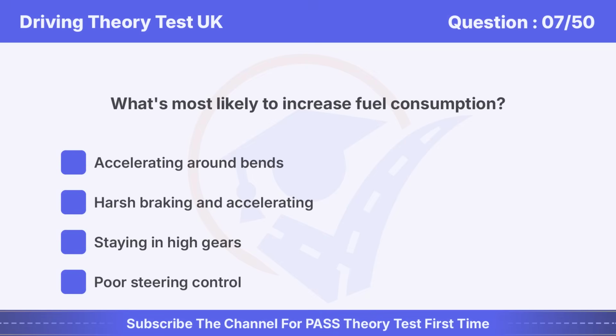Question 7. What's most likely to increase fuel consumption? Option A. Accelerating around bends. B. Harsh braking and accelerating. C. Staying in high gears. D. Poor steering control.